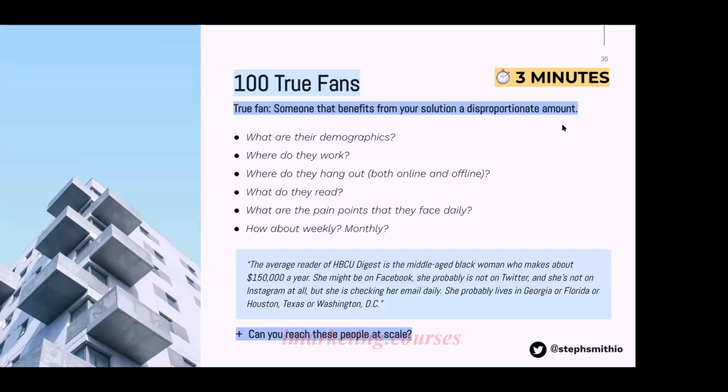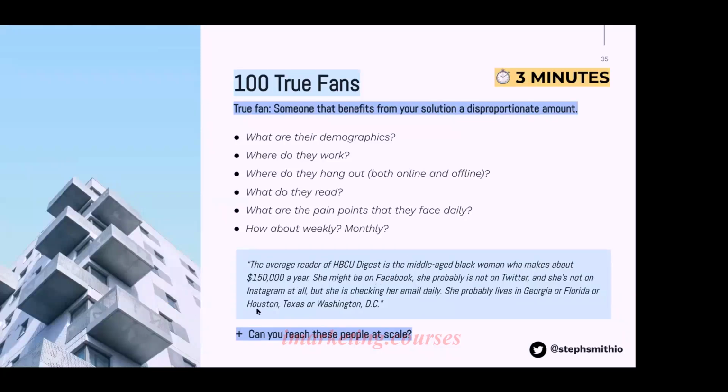And so when you think through who that person is, I want you to really think through who that person is. What I mean by that is I don't want you to say, I'm targeting millennials at this point. I want you to say exactly what their demographics are. What do they read? What are the problems that they face daily? What do they complain to their spouse about every single day? And what are those problems that you can help solve for them?